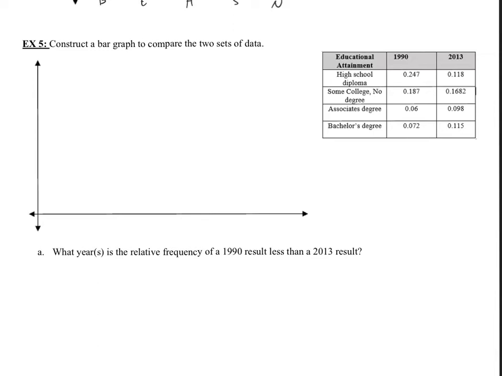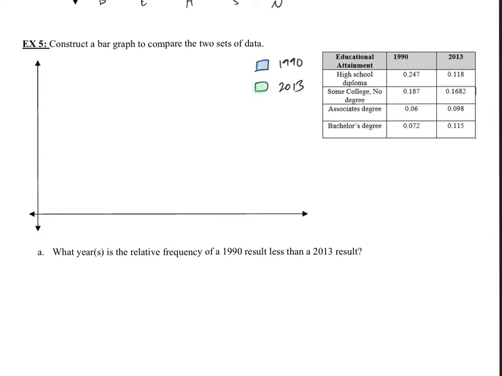Okay, so construct a bar graph to compare the two sets of data. When we're constructing a bar graph that's comparing, you're going to be graphing the data for one of the graphs in one color, most of the time, and then you graph the other data in another color. So to set this up, let's say 1990 will be blue. You don't always graph in different colors, but pretty much they do that to differentiate. And 2013, let's go with green.